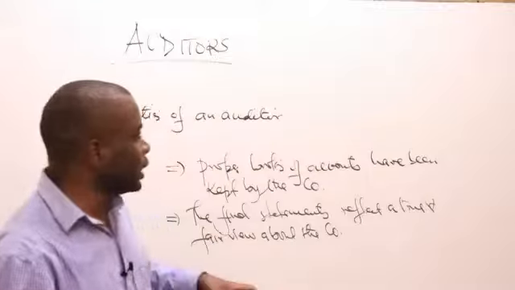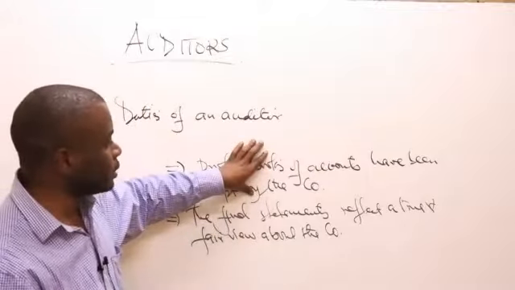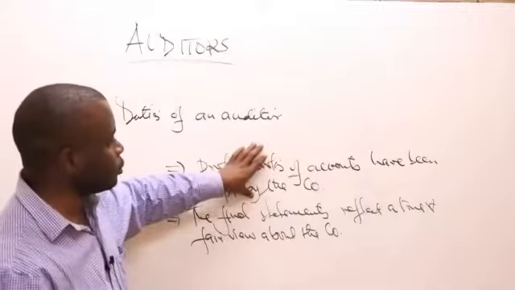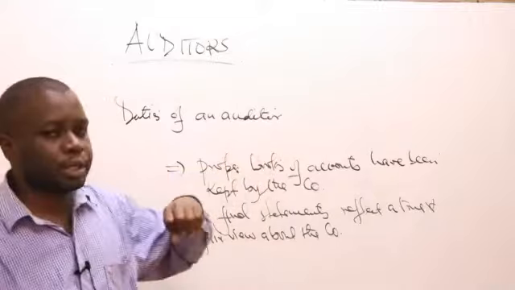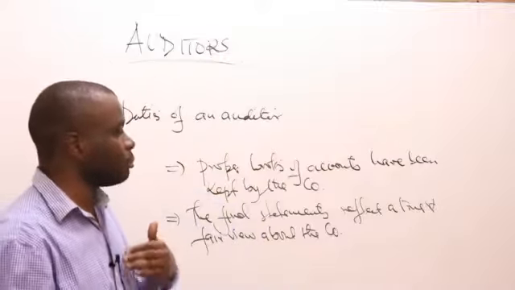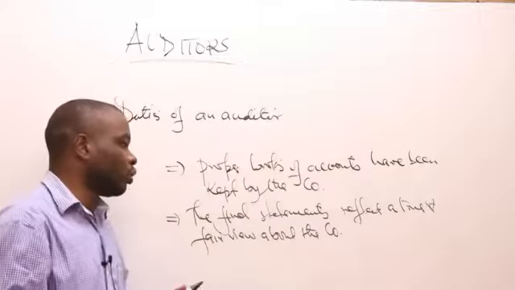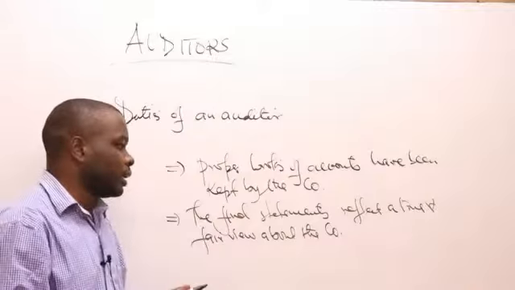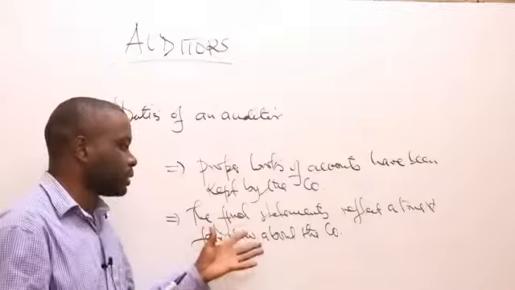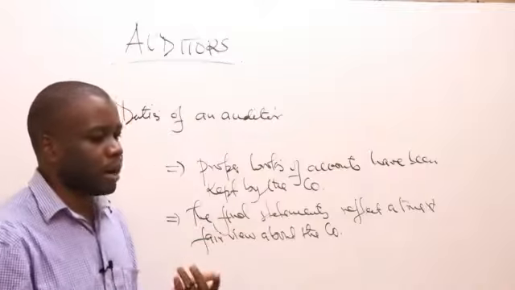So for example, if you deny him the books of accounts, in such a case you are limiting this auditor from having what is known as right to information. So if he doesn't have the access or the right to information, then he won't be able to give an opinion on whether these books of accounts or the final statements reflect a true and fair view about the company.